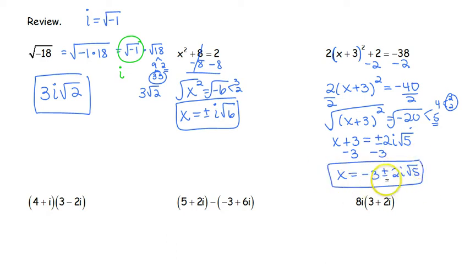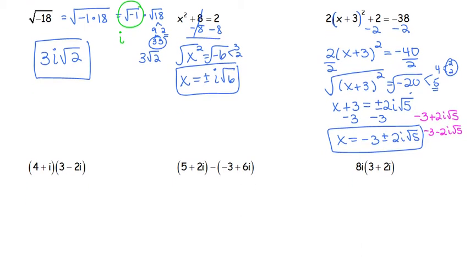We cannot combine those two pieces together because one has an imaginary unit and a radical, and this is just a number. So only combine things together that are like terms. Just don't forget that you have two solutions here. That is a negative 3 plus 2i root 5 and a negative 3 minus 2i root 5. So you have two separate answers here. One when you're adding, one when you're subtracting. So don't forget that that is representing two different pieces.